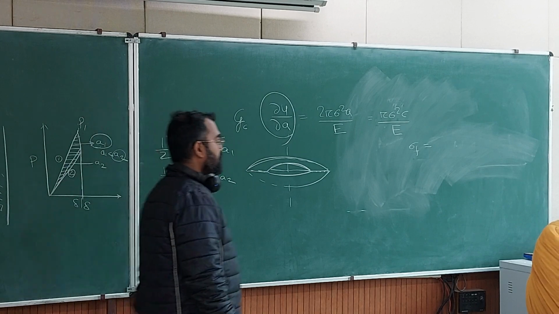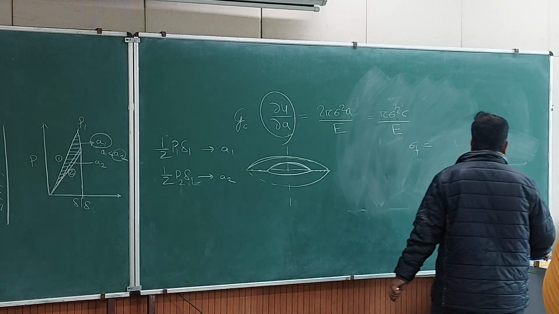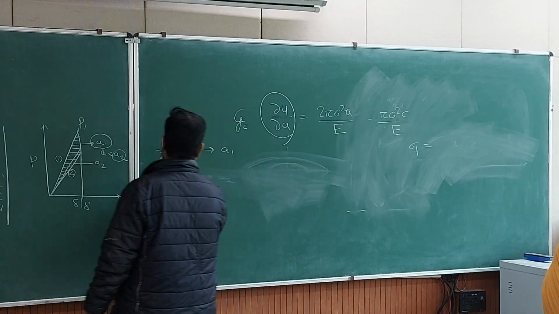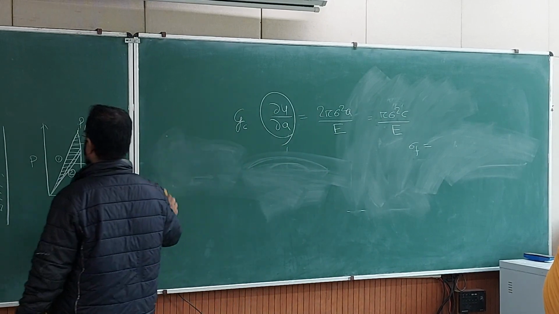Okay, so this is fine. Then now how do we calculate this experimentally? How do we calculate the value of GC experimentally?